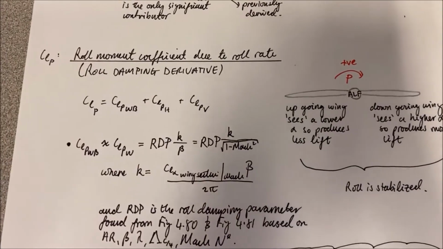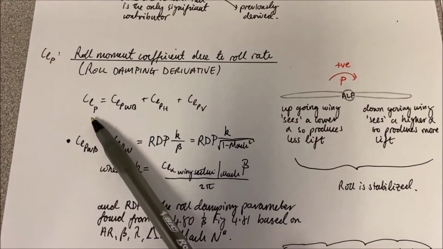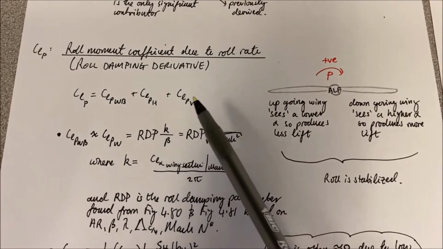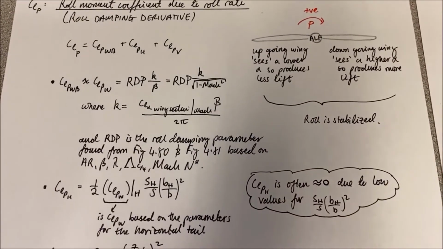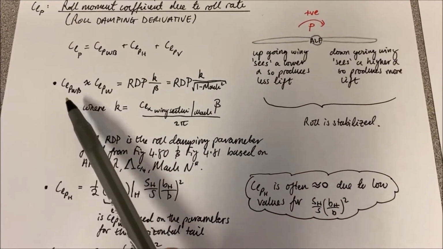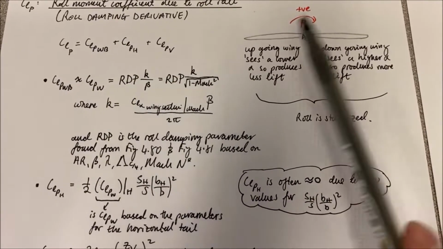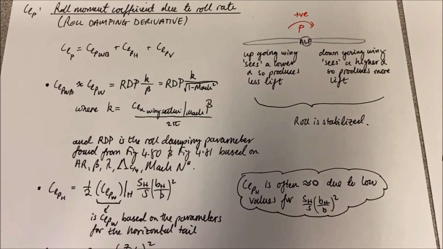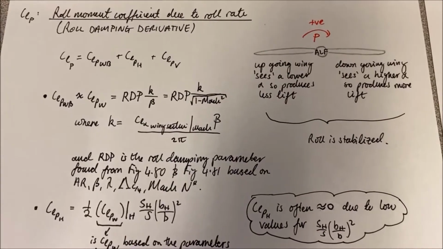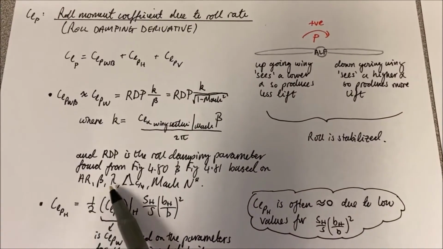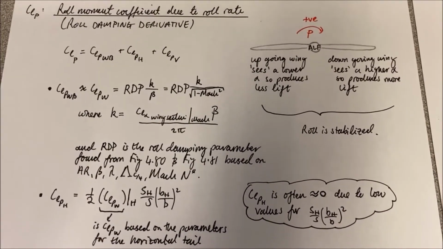So how do we mathematically model that? Well, again, we split this up into terms associated with the wing and body, horizontal tail and vertical tail, and deal with them separately. A couple of things to point out here: the coefficient associated with the wing and body combined depends on this thing called RDP, the roll damping parameter. Again, that's just another thing that you can look up on charts based on some basic dimensions and other parameters like the Mach number and the side slip angle.